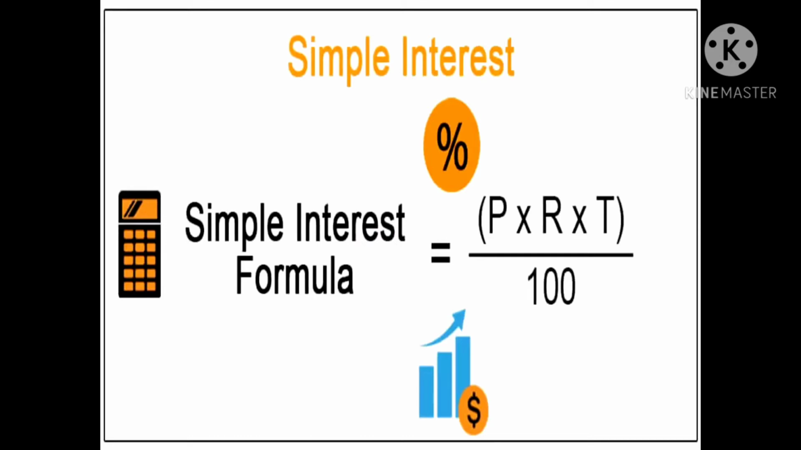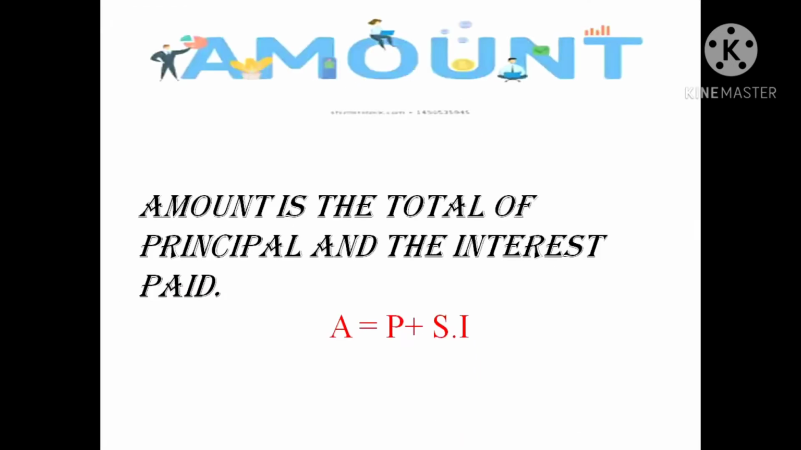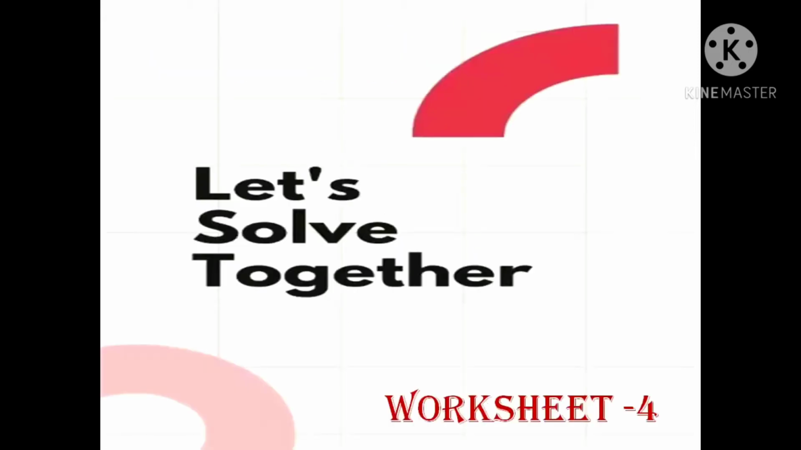Simple interest formula. We can calculate the simple interest by a very simple formula, that is P into R into T by 100, where P is the principal, R is the rate of interest, and T is the time period. Amount. Amount is the total of the principal and the simple interest paid. Amount is P plus SI, where P is the principal and SI is the simple interest.